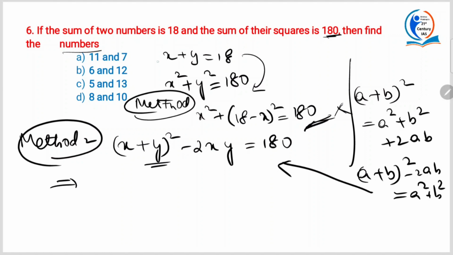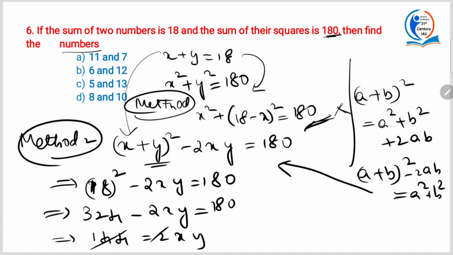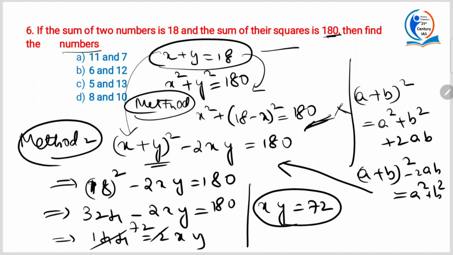Alright. Now, substitute the value of x plus y here. It's 18 square minus 2xy is equal to 180. Okay. Now, what is 18 square? It's 324. 324 minus 2xy is equal to 180 and 2xy will be equal to 144. So, xy is 72 and x plus y is 18. Okay, these two are the equations.